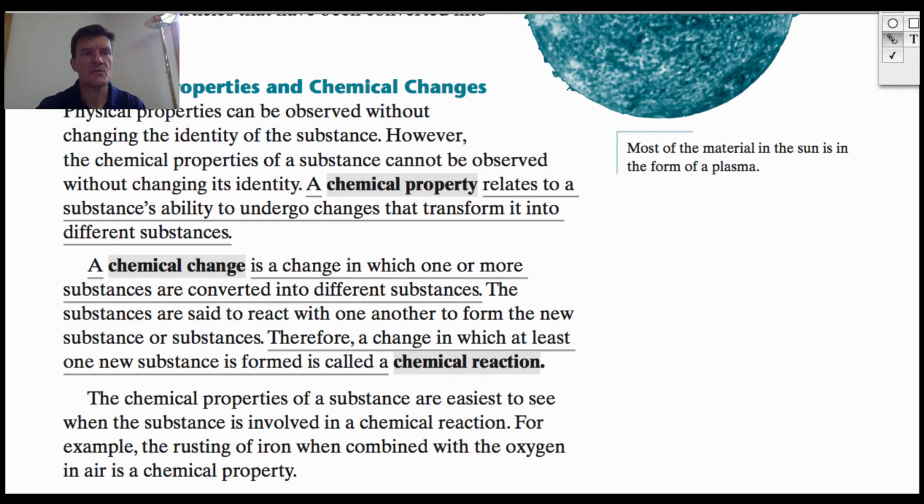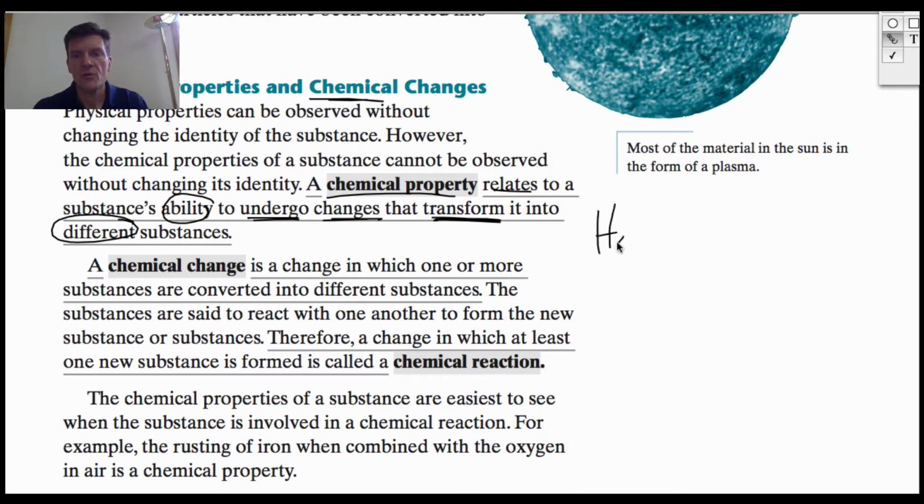As you can see, the word chemical there, we can think of maybe the chemical composition. The difference now is that this is a property, and it's describing how the substance is going to react. How does it react with other substances? So a chemical property relates to the substance's ability to undergo changes that transform it into something different.